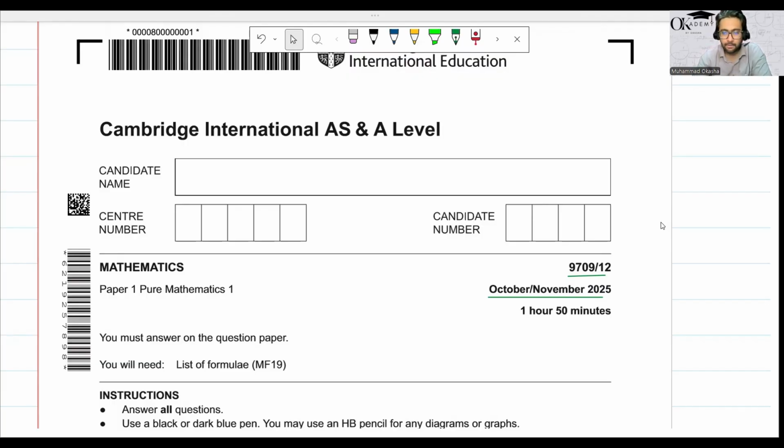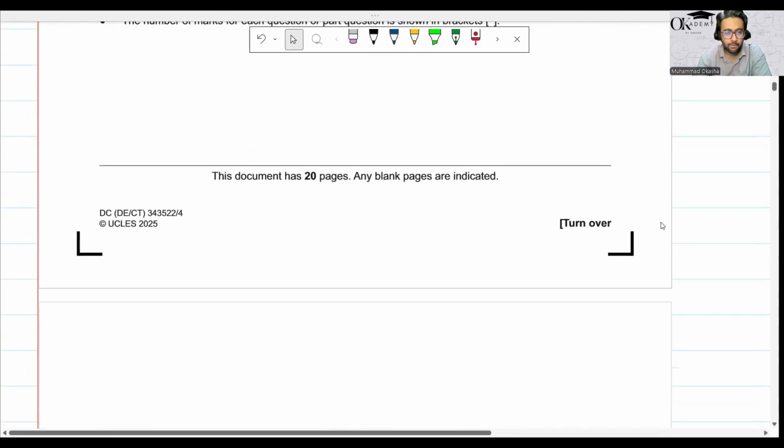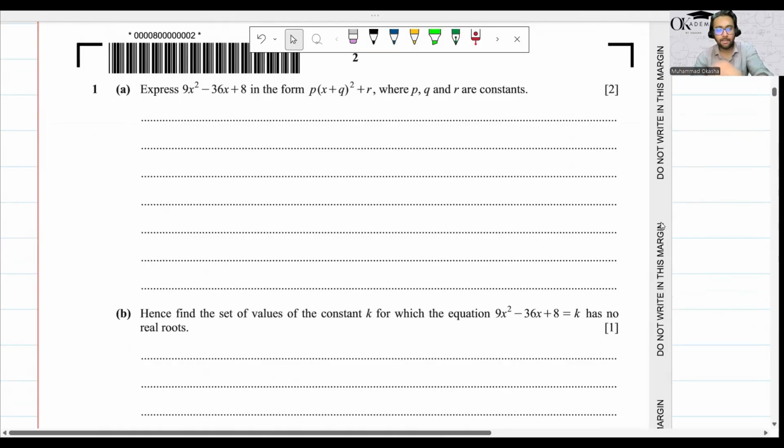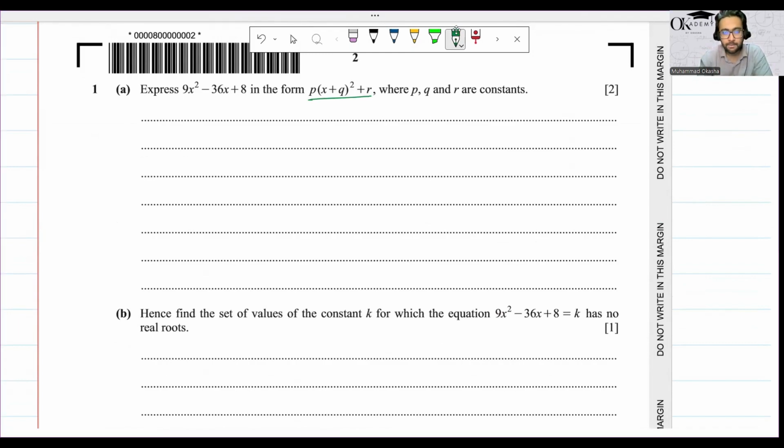Let's start. Question number one, I think. Here we are. Express 9x squared minus 36x plus 8 in the form p(x plus q) whole squared plus r. Now, if you notice, this is the question that we did in the class about completing the square, right? So first things first, I see a coefficient with x squared.